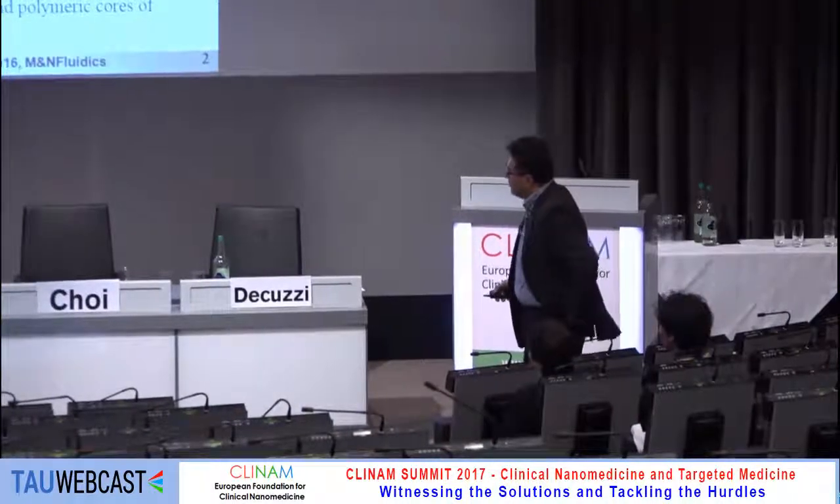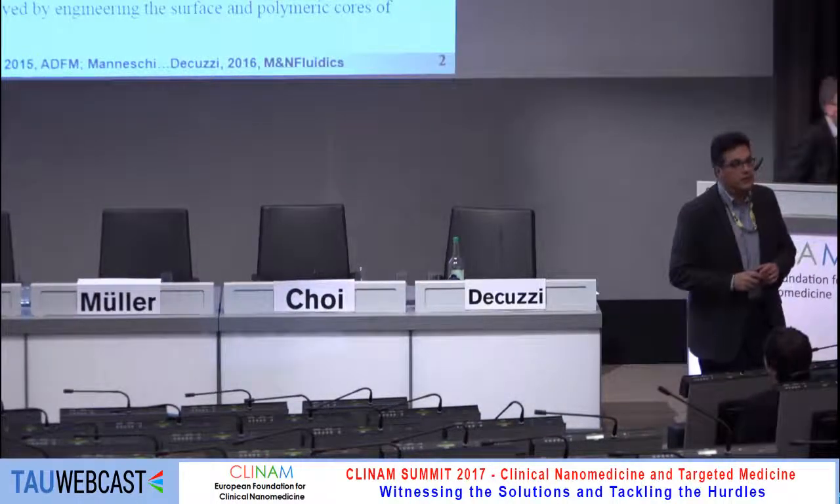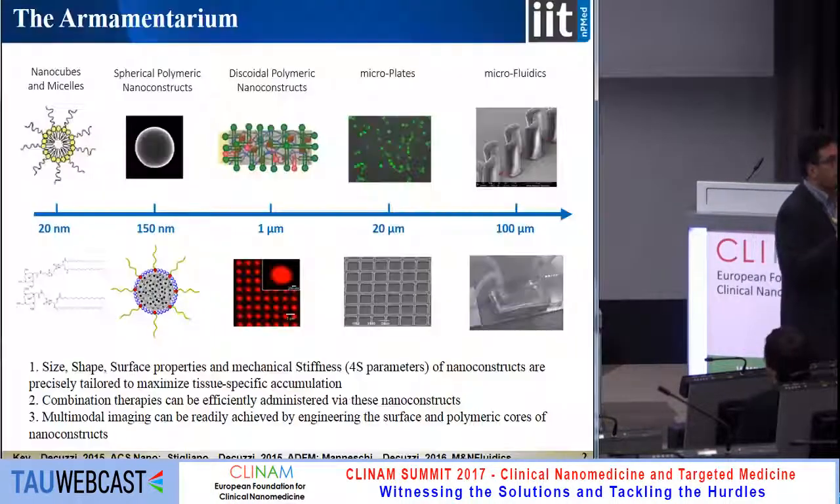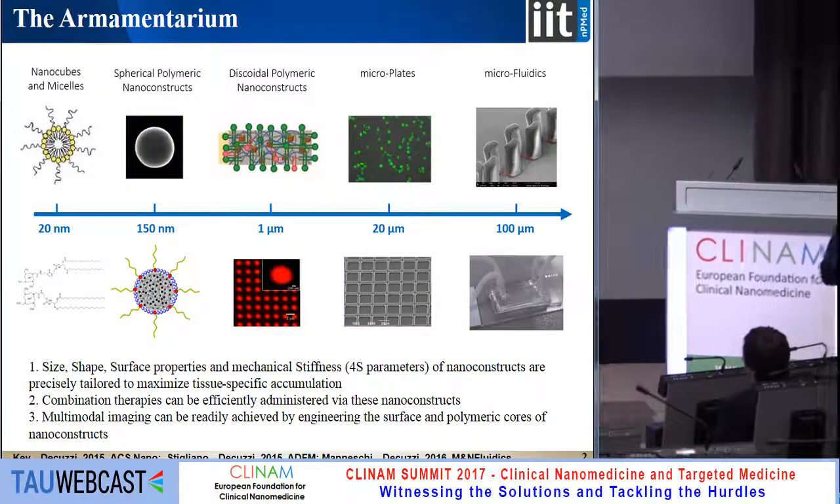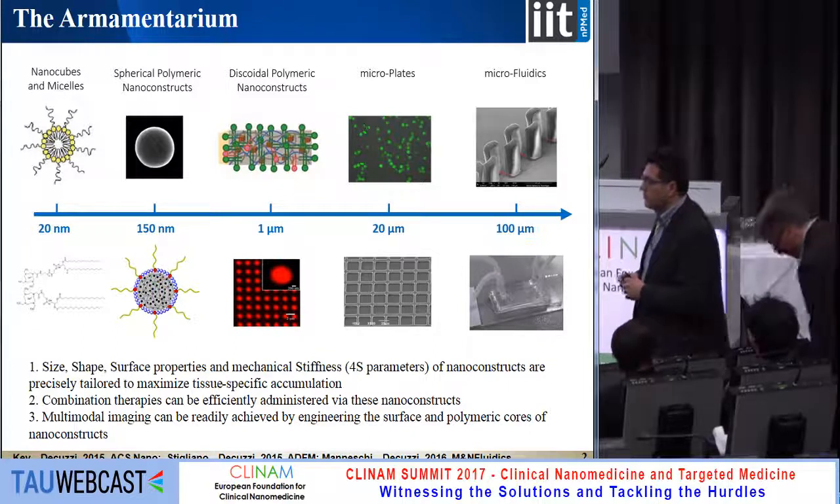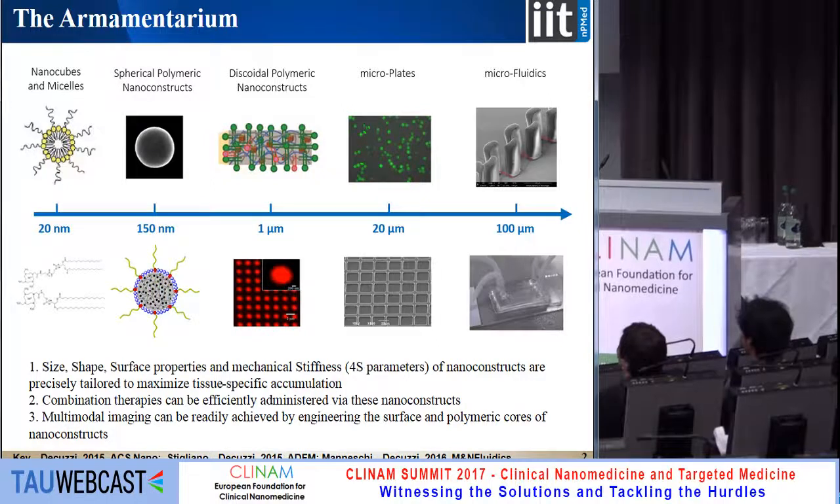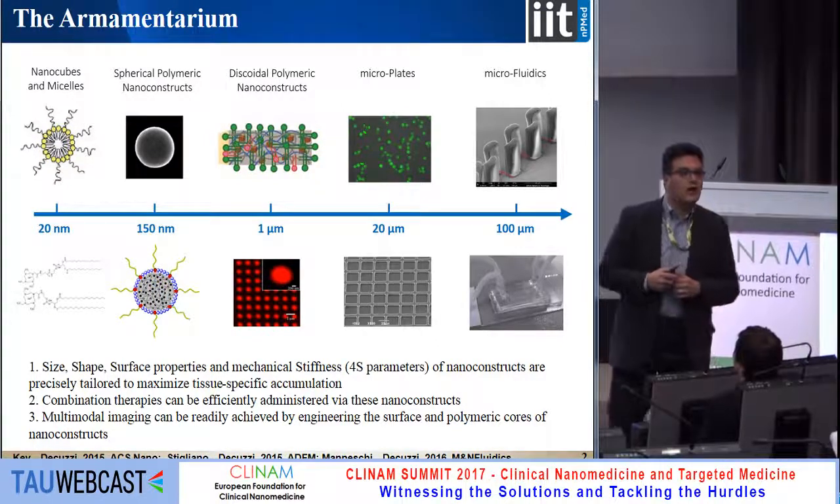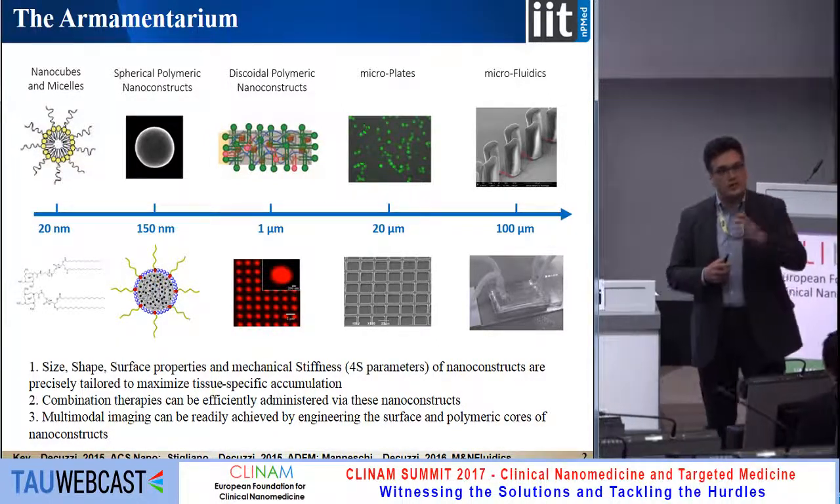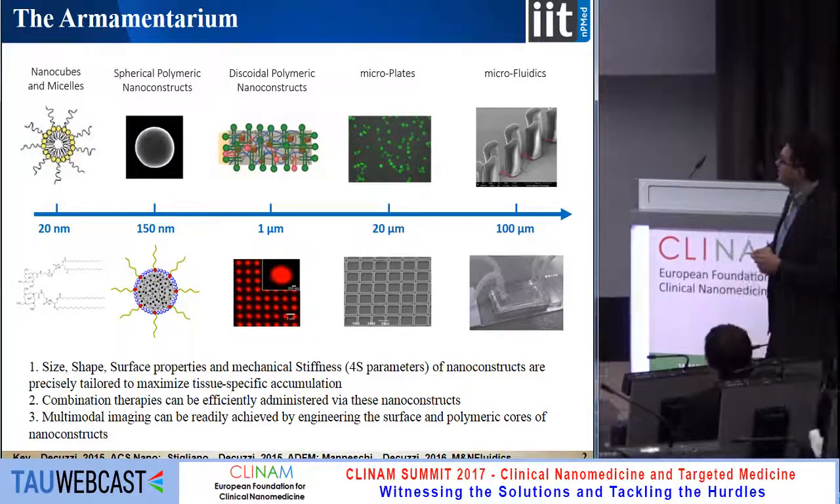So the lab historically has not been working only on a single specific nanoparticle, but it has been playing, let's say, with particles of different size, shape, surface properties, and more recently also we have been changing the mechanical stiffness of these particles. And you will see throughout the talk that there is a strong reason why we have been looking at these 4 different parameters that we call the 4S parameters.